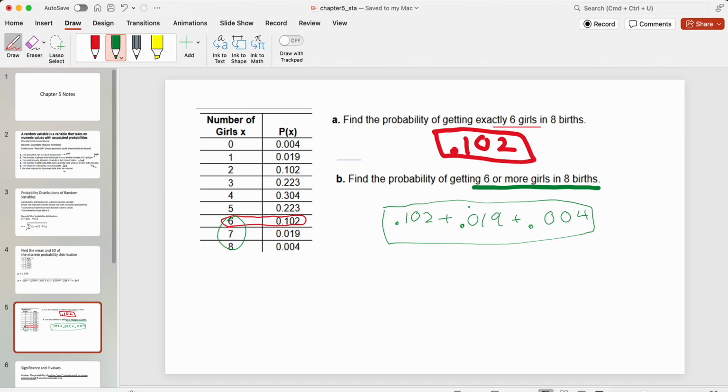The one thing I want to say is they'll then ask the C question that I don't love to cover all the time, which is, is it surprising to see 6 births?